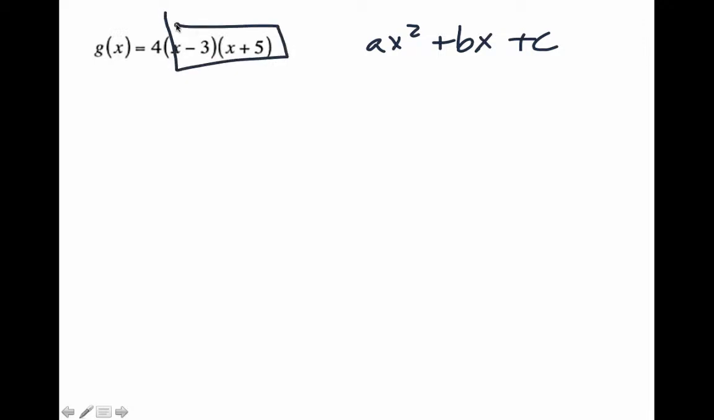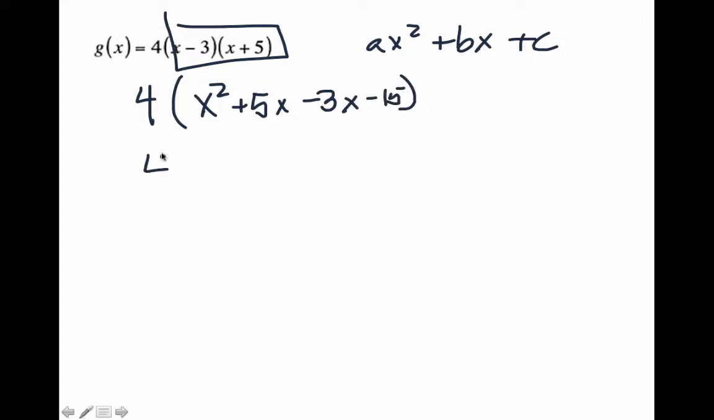Okay, if you need to change forms, in this case from intercept form to general form, that's pretty easy. General form is ax squared plus bx plus c. In this case, all you need to do is multiply this out, leave the 4 outside here, you get x squared plus 5x minus 3x minus 15.